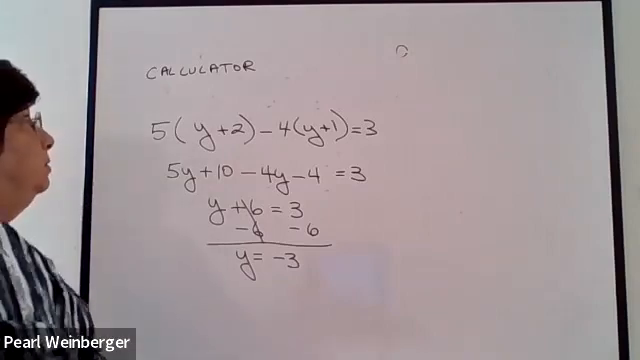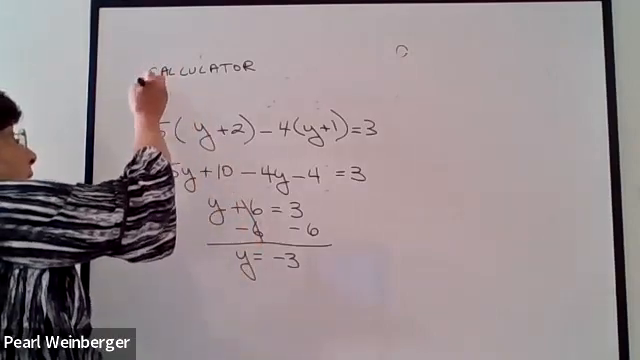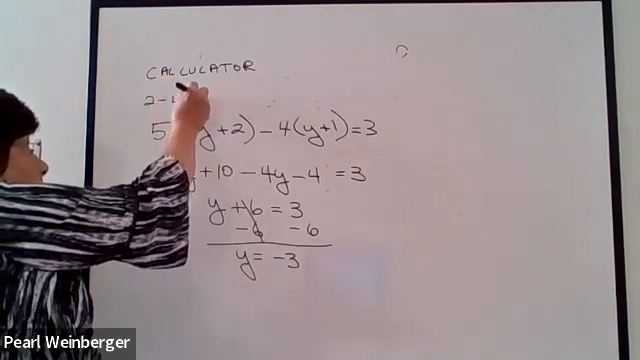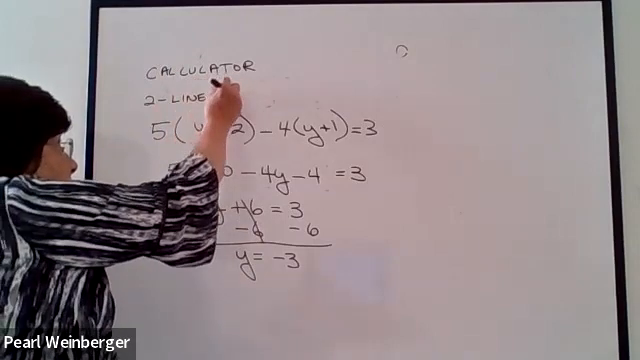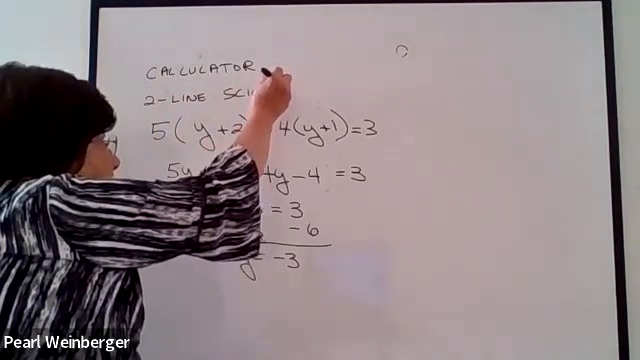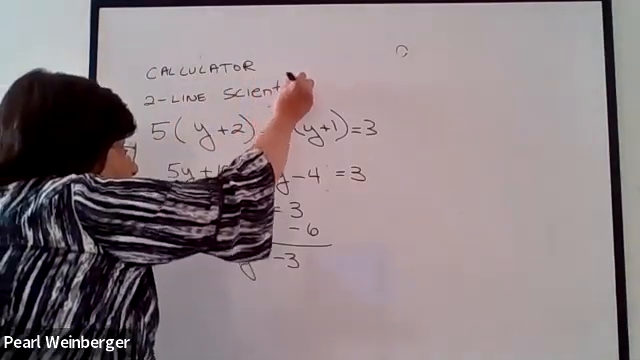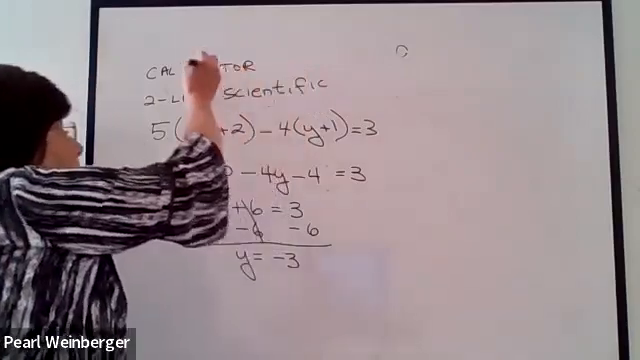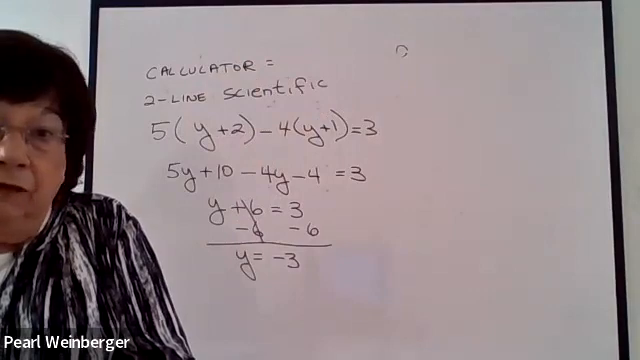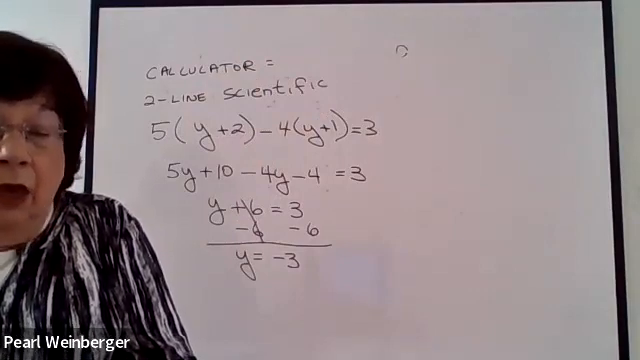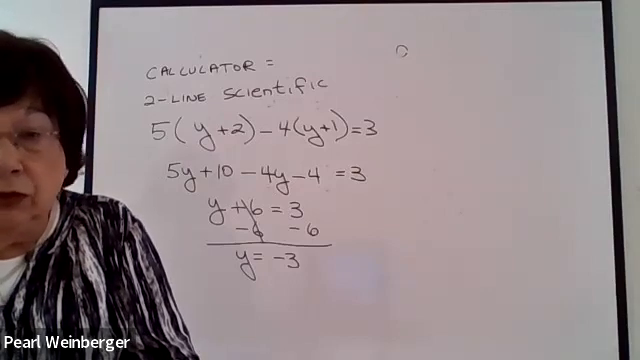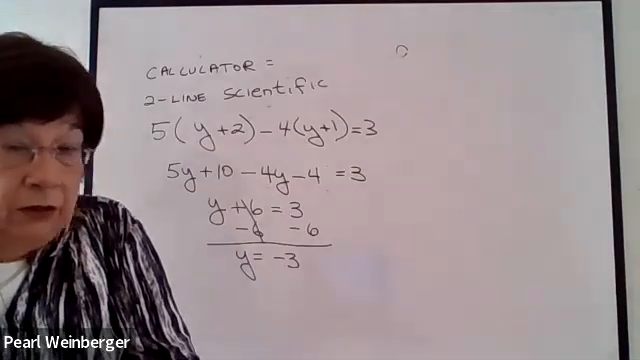So at this point, you should be getting a 2-line scientific calculator. And now is the time that you should be buying it, if you don't have one already, because right now school supplies are on sale.